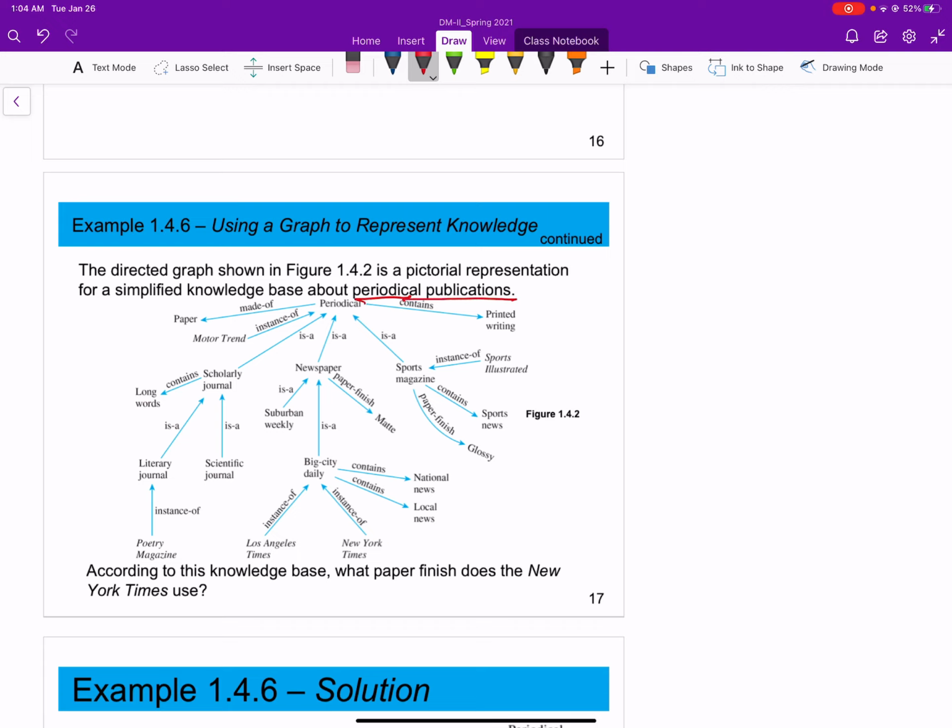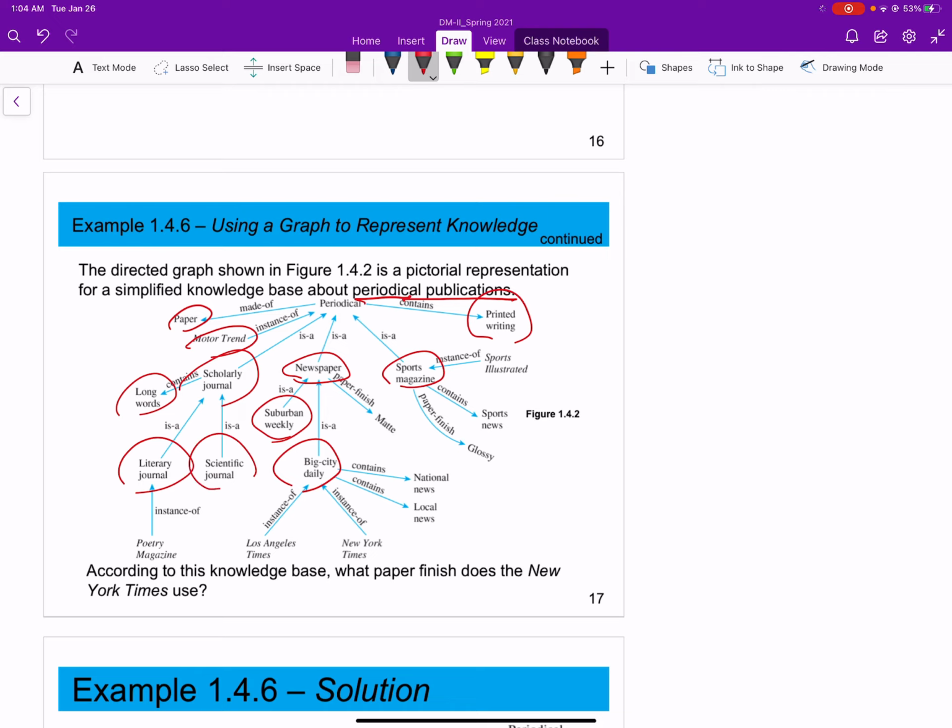There are different types of periodicals. Okay, they can be papers, motor trends, newspapers, sport magazines, printed writings. Newspapers can be Suburban Weekly, Big City Daily, and scholarly journals can be long words. Those have long words, and literary journals, scientific journals. There are a lot of categories for periodicals. Okay, so this is a detailed classification of periodicals. It has a lot of information.